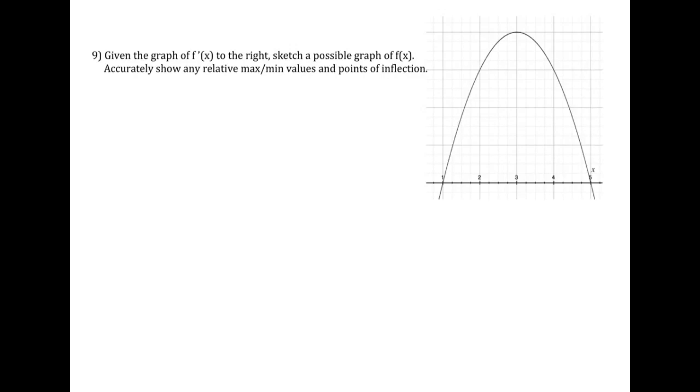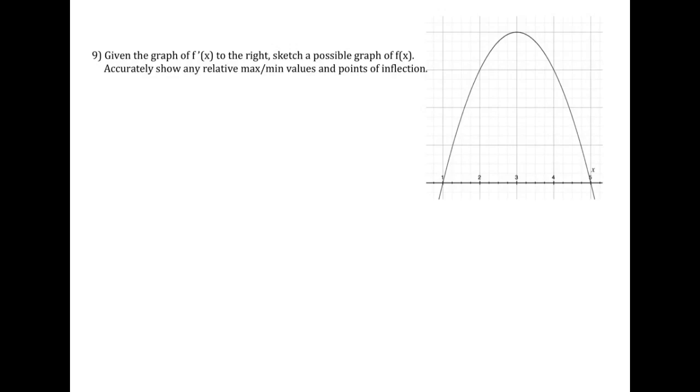All right, problem number 9. We're given a graph of f prime of x, some derivative of a function, and we want to sketch a possible graph of f of x. Notice this says a possible graph because there will be infinitely many solutions here, infinitely many possible graphs that could have that as a derivative. But we do want to show accurately where, in terms of x values, we'll have a relative minimum or maximum value on our function f of x, and also where we will have points of inflection.